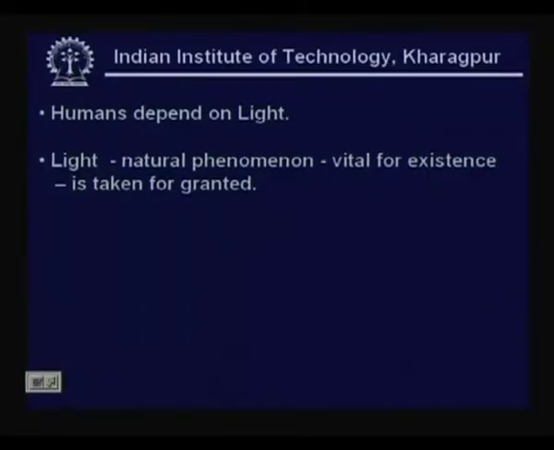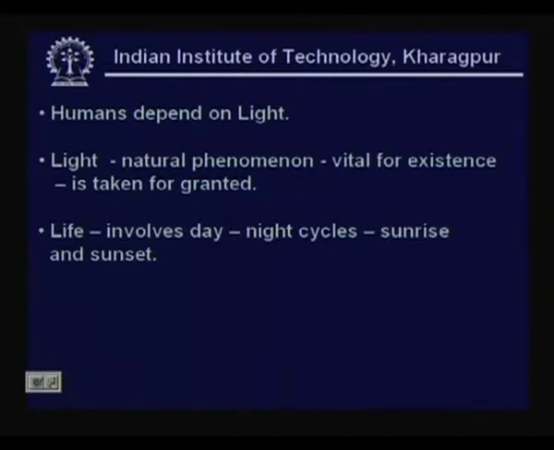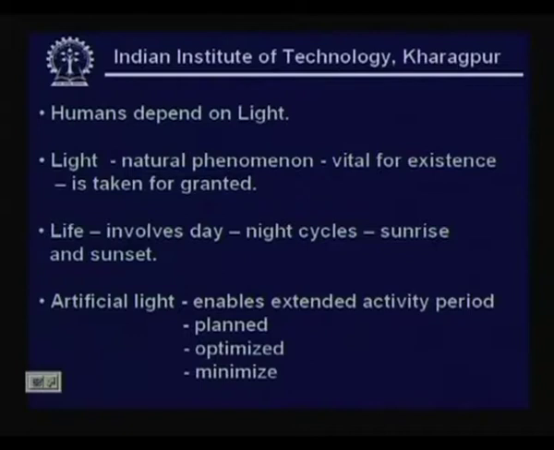So, it is very clear that the humans depend very much on light, and it is said that light is that natural phenomena which is very vital for our existence, is taken for granted. We assume that it is available. We never even know what would have been the life if the light was not there. In fact, if you recall, our life involves the cyclic variation of day and night with sunrise and sunset. Prehistoric man had all activities restricted only to the sunrise to sunset. And today, in fact, we have more or less extended activity period, and we talk of systems which are operational round the clock, round the year, in terms of 365 24/7 services.